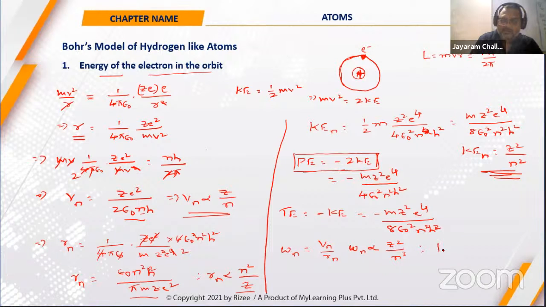Correspondingly, the frequency of the nth orbit is also proportional to Z squared by n cube, whereas the time period is inversely proportional to the frequency. Since the time period is inversely proportional to the frequency, the time period will be proportional to n cube by Z squared. So please be careful.